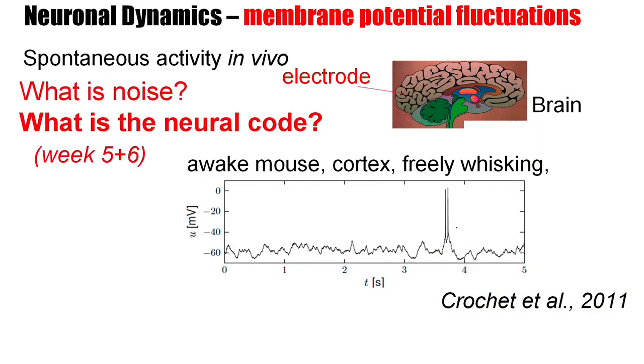So, in lectures in week 5 and 6, we'll ask questions. What do these fluctuations mean? Is this noise? What's the meaning of these action potentials? What's the information transmitted by the neuron? What is the neural code?